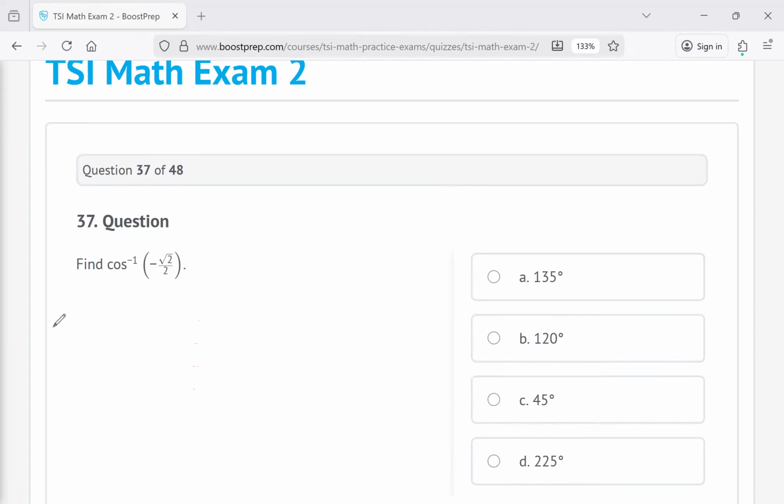Find cosine inverse of negative radical 2 over 2. So basically what they're saying is, what degree gives you a cosine of negative radical 2 over 2?